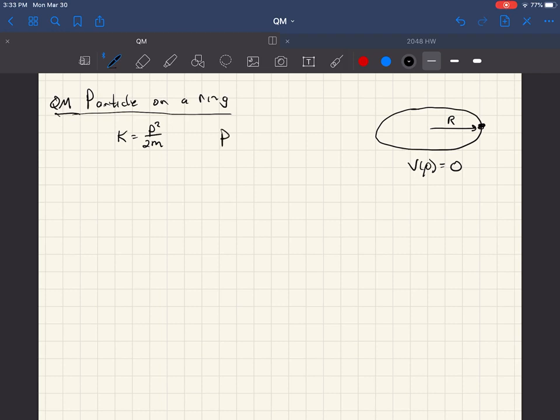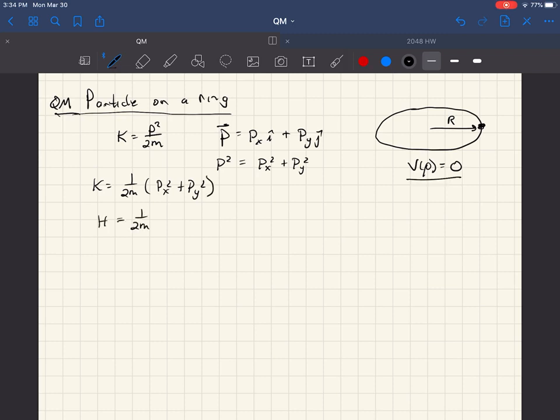The momentum is in 2 dimensions. So the momentum vector has an x component plus a y component. We can take the dot product of this vector with itself, and when we do, we get px squared plus py squared. And now our kinetic energy is equal to 1 over 2m times px squared plus py squared. And since the potential is equal to 0, this is also what our Hamiltonian is equal to, just the kinetic energy.